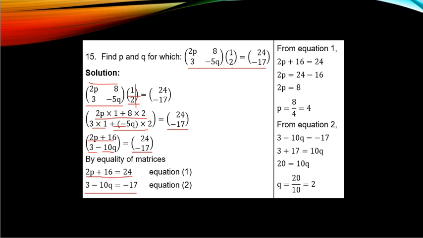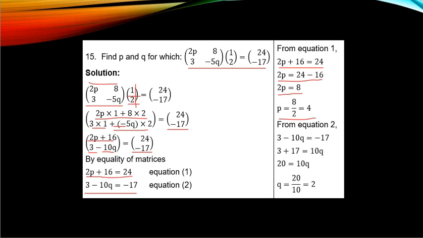From equation 1, you can look for p, since what you have here is a linear equation but not a simultaneous equation, because the two unknown variables appear differently in the two equations. So from here, you have to get 2p first. That means you transfer plus 16 to the right hand side, it becomes minus 16. That means you have 2p equal to 24 minus 16. When you subtract on the right hand side, you have 2p equal to 8. To get p, divide both sides by 2, and not 4. If you do that, p is equal to 4.